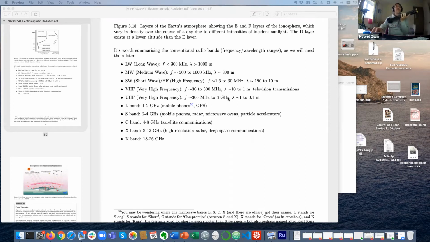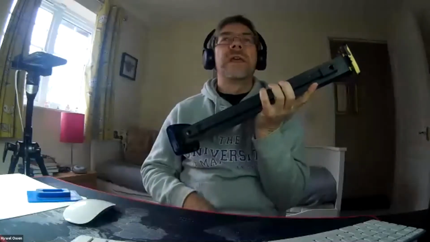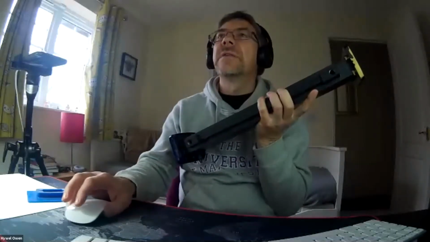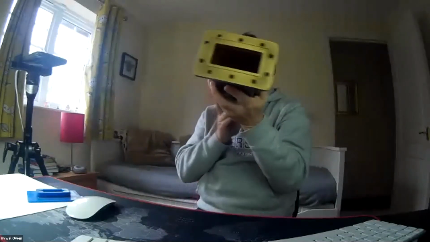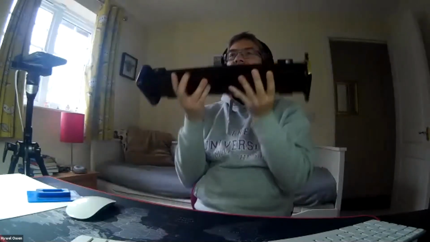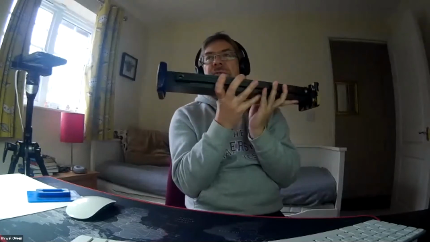I'll just stop the share for a second so you can see me more clearly, and I'll just pin myself so you can see me here. Okay, so this is waveguide. You can see this is fairly hefty. In the next section, section 5, we'll be talking quite a lot about waveguide.